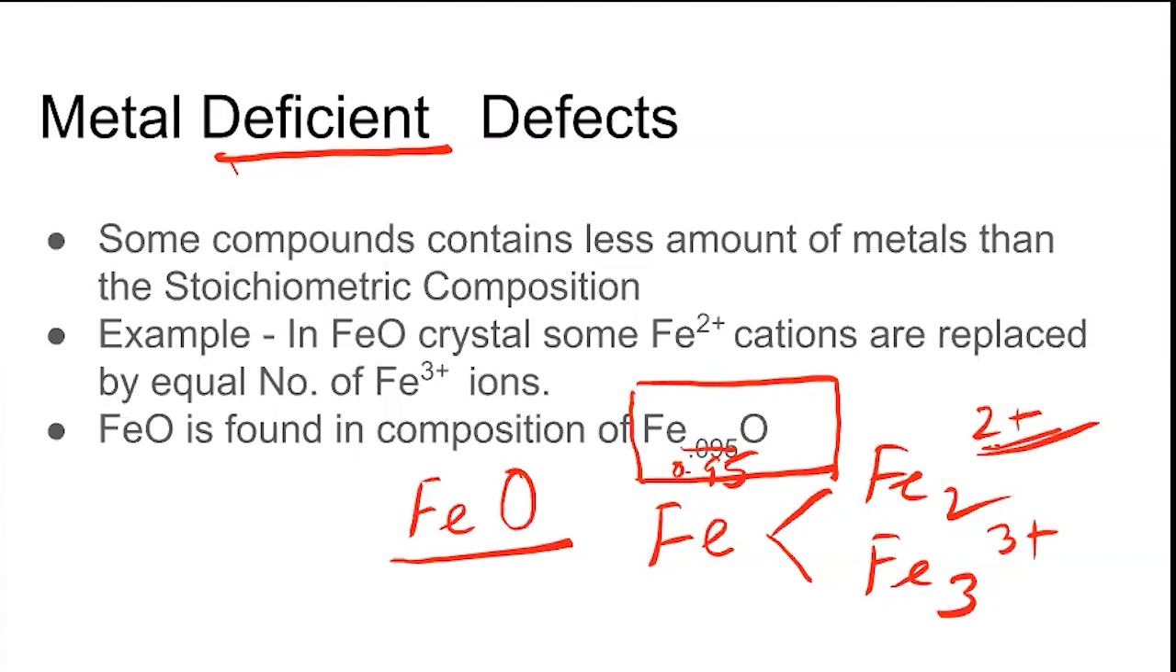So why does it happen? This is a natural process. It's difficult to get the perfect composition. While forming this iron oxide, we get this kind of proportion in practice, in actual. This is called metal deficient defects.